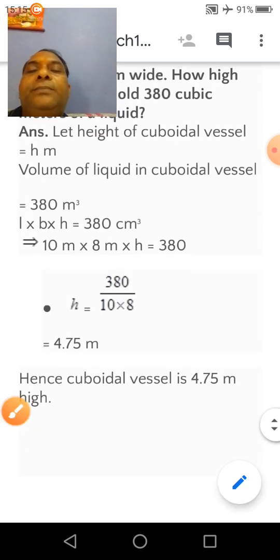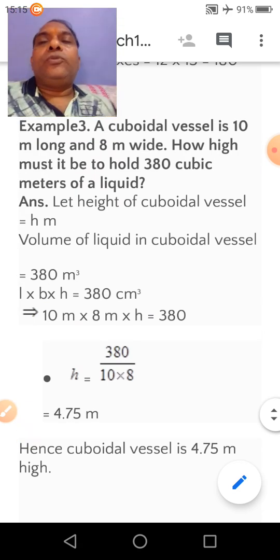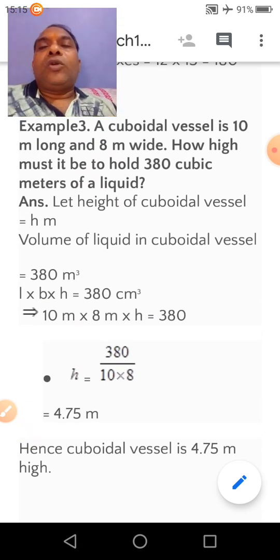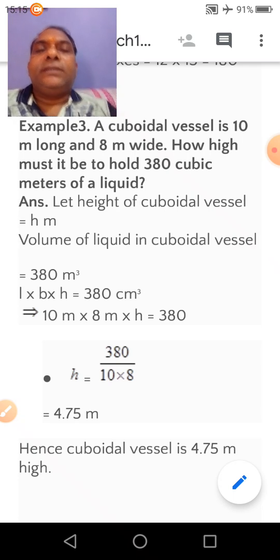Clear? So students, you have to solve all questions of exercise 13.5 with examples. Okay students, thank you.